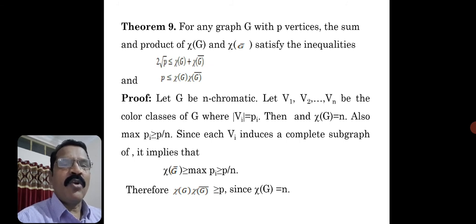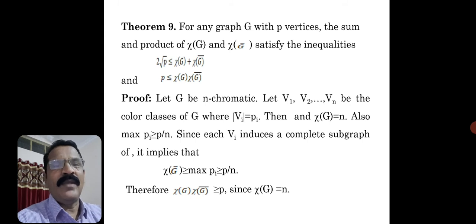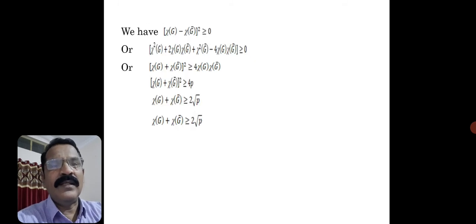Therefore, the product of the chromatic number of G and the chromatic number of G bar is always greater than or equal to P, because the chromatic number of the graph G is n. Okay, so this is how we have proved the first part.